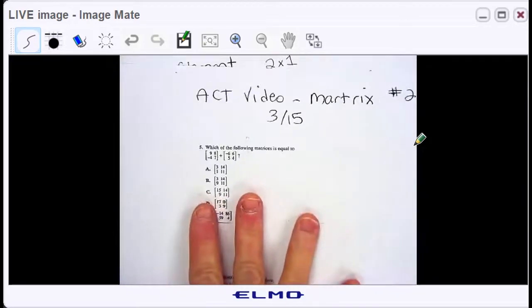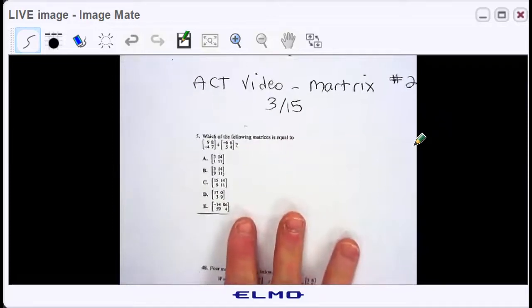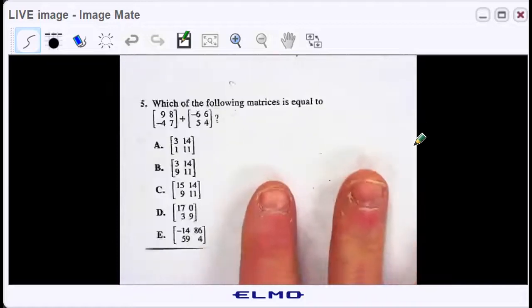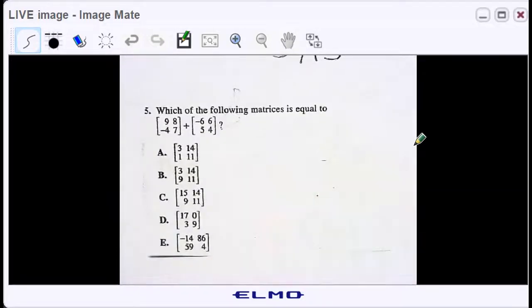Okay, so I'm going to go ahead and give y'all a matrix C to look at. It is an addition first. So if your teacher would pause the video and see if you can look at this addition one.